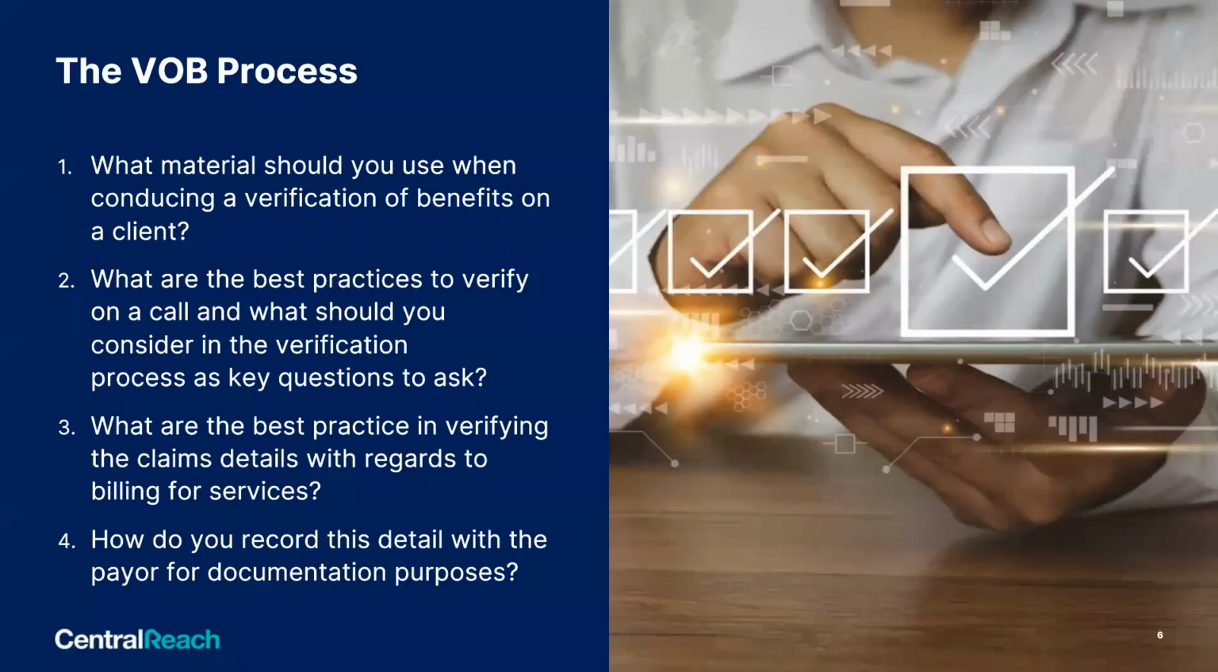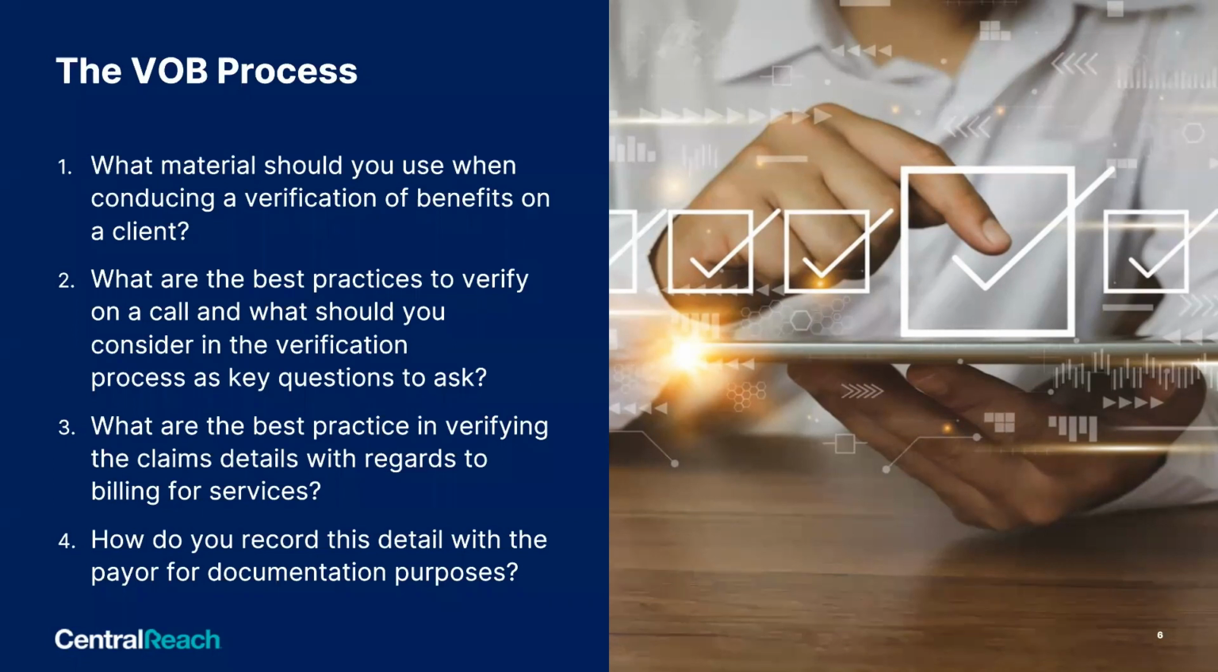First off, we want to go into what the VOB process, the verification process, entails. What materials should you use when you're conducting a verification of benefits on a client? The first thing, first and foremost, is to make sure you have a copy of the client's insurance card. Make sure you have a copy of the front and the back of those insurance cards for all active policies. If they have a primary, a secondary, or a tertiary, you want copies of all of those cards at the start of every year to make sure that there aren't any changes.